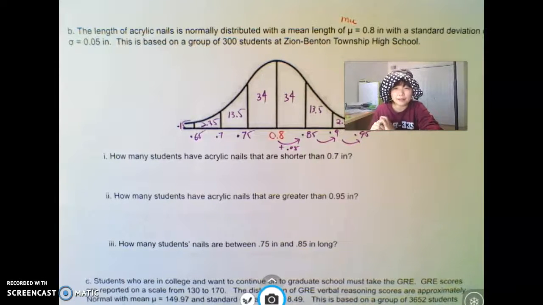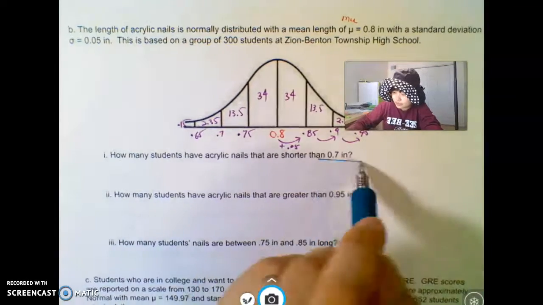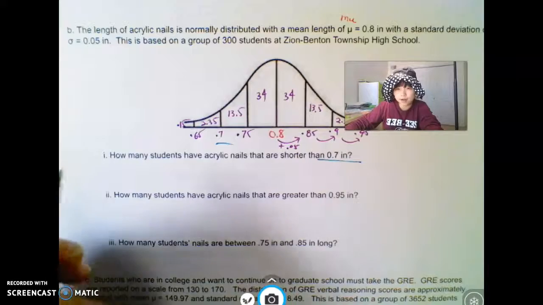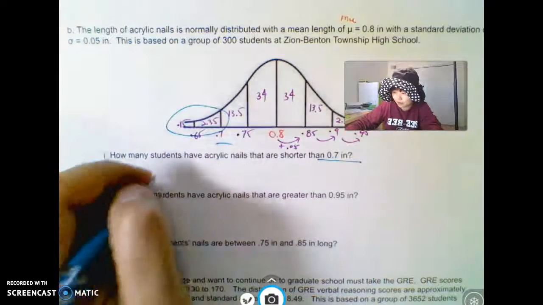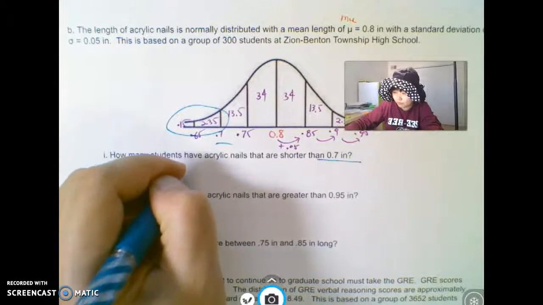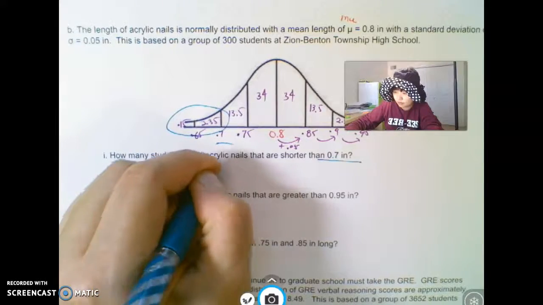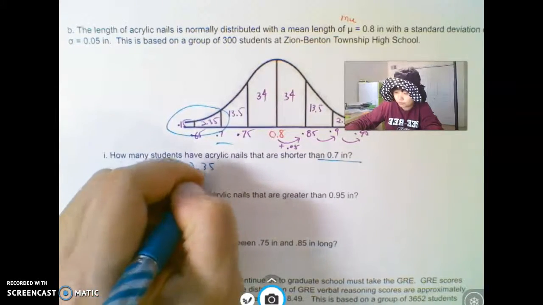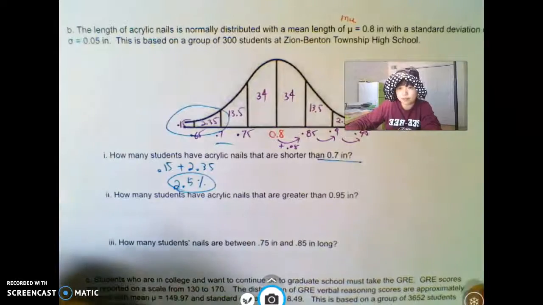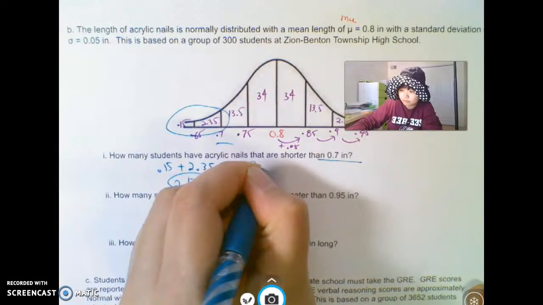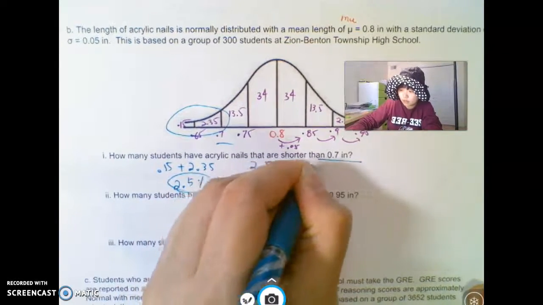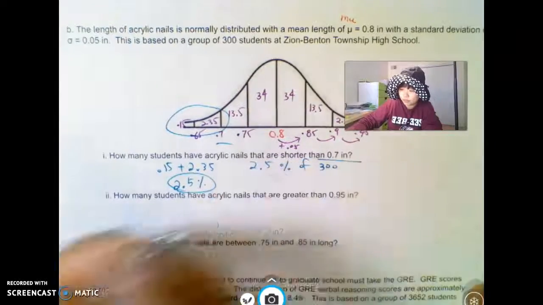So, how many students have acrylic nails that are shorter than 0.7 inches? See? 0.7 right there. I know I did it correctly. So it'd be 0.15 plus 2.35. So that is 2.5%. So 2.5% of the students out of 300.